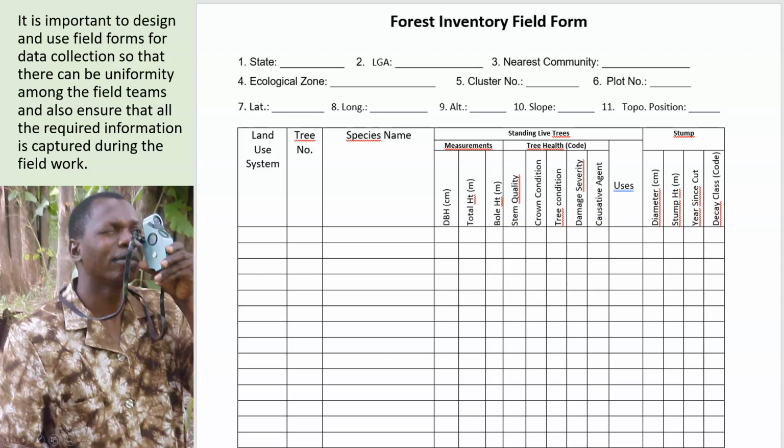Here you see the name of the state, the local government area, the nearest community to the forest you are inventorying, then in what ecological zone it is, what the cluster number is in case you are using clusters, and the plot number, because each plot you enumerate will have a specific number. Then the coordinates at the starting point of the plot, usually at the southwest corner of the plot. So what's the latitude, what's the longitude, and what's the altitude? All this information on coordinates and altitude you can obtain with the GPS unit.